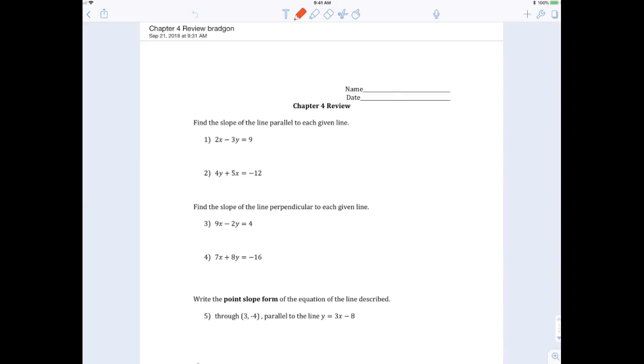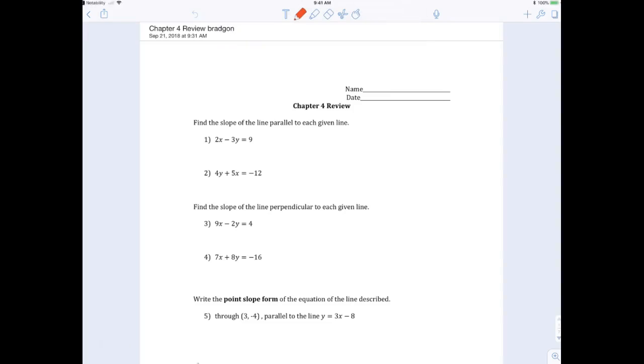Question number 1. It's asking, find the slope of the line parallel to each given line. Now, if the lines are parallel, what's true about their slopes? The slopes are equal. The slopes are equal.